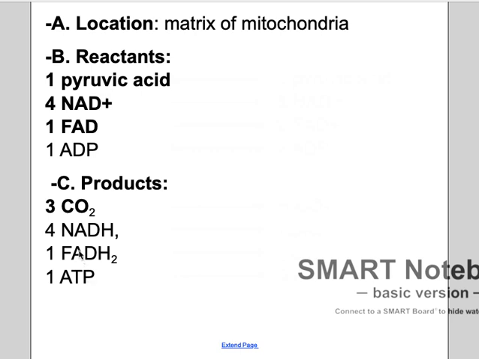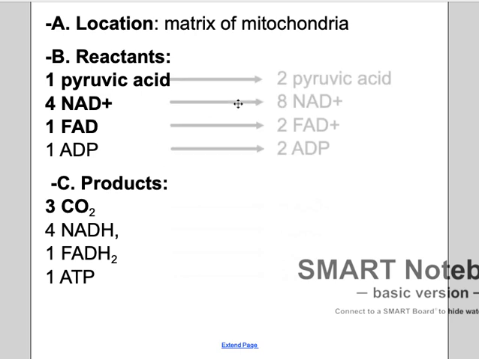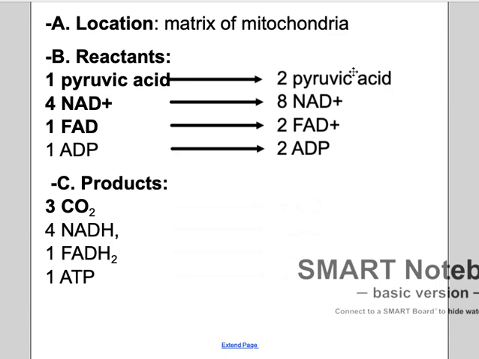But remember glycolysis, okay? Sugar is a 6-carbon molecule and pyruvic is 3. So how many pyruvic acids do I really have here? Oh my gosh, I actually have 2 pyruvic acids. So my 4 NAD pluses become 8 NAD pluses. My FAD becomes 2 FAD, oh, sorry, I shouldn't have put that plus there. 1 ADP turns into 2 ADP.